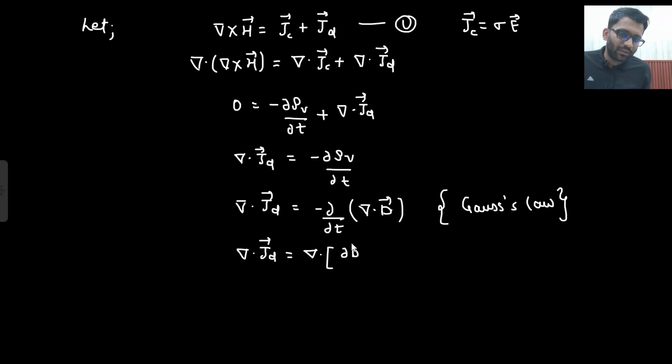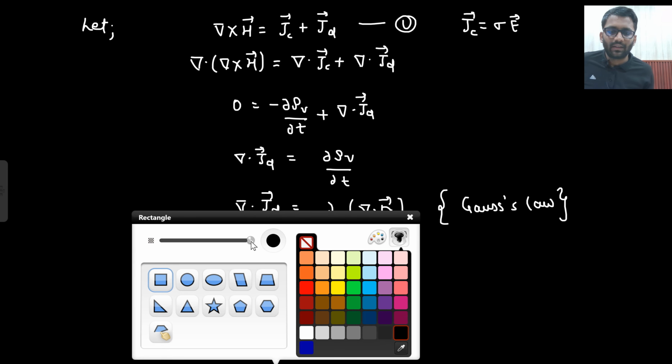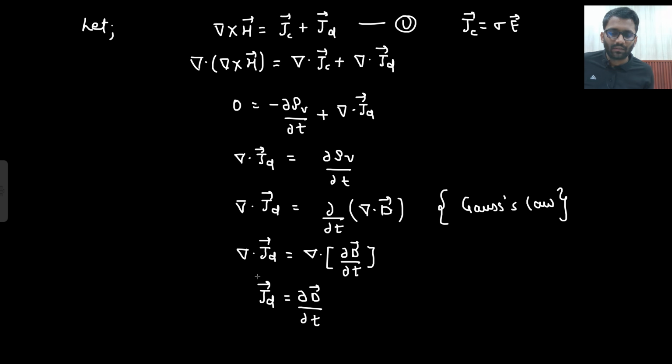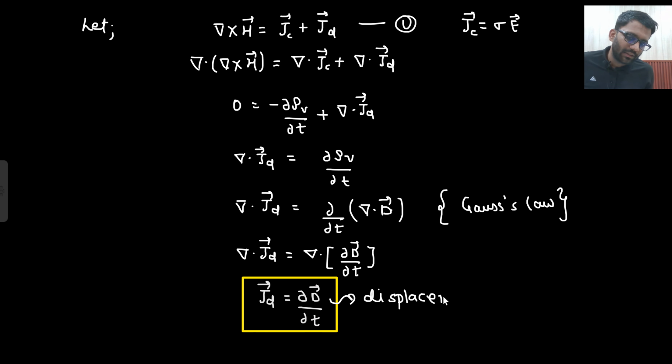So what can I do? Del dou by del t. What is JD? JD has a minus sign, I cannot forget. Oh sorry, here the minus sign will not come. This will go to that side, so the minus sign will be cancelled. That's what I was thinking. So what are you getting? This term is known as displacement current density. So the value of JD is coming out to be del dou by del T. This is displacement current density.